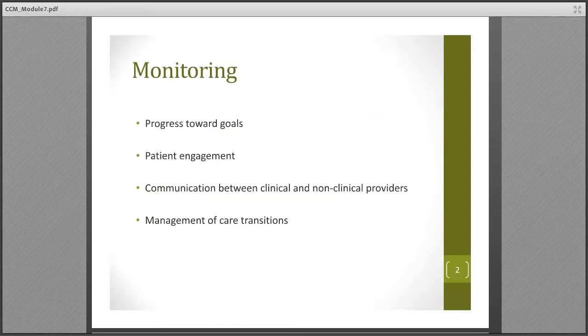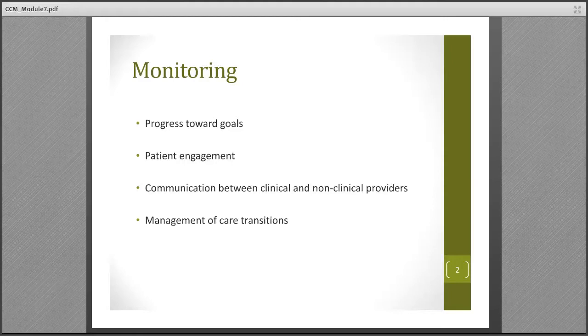So why do we monitor the Individualized Care Plan? Well, for several reasons. We're looking at progress toward goals. How engaged is the patient? Communication between clinical and non-clinical providers, and management of any care transitions. Monitoring of the care plan is one of the most important components of successful care coordination. Once the care plan is established, regular monitoring of progress or lack of progress toward the person-centered goals is essential.